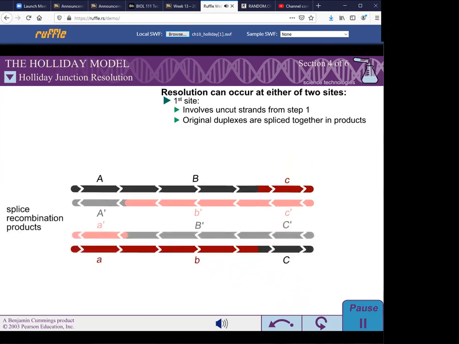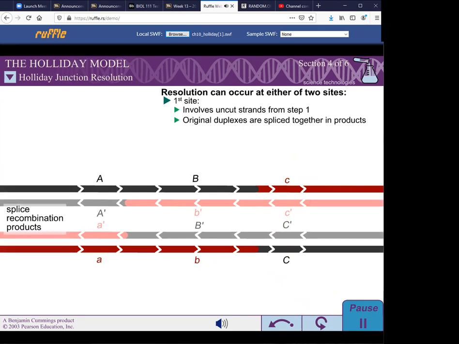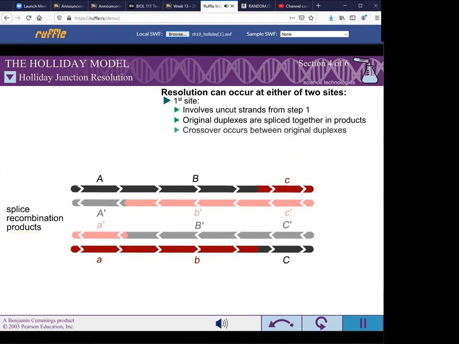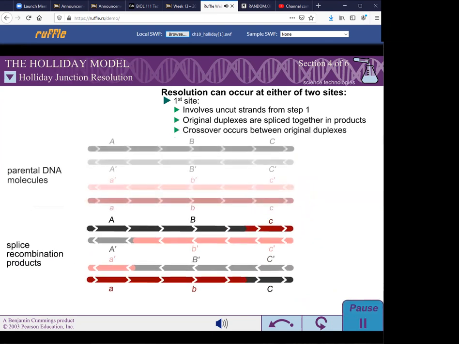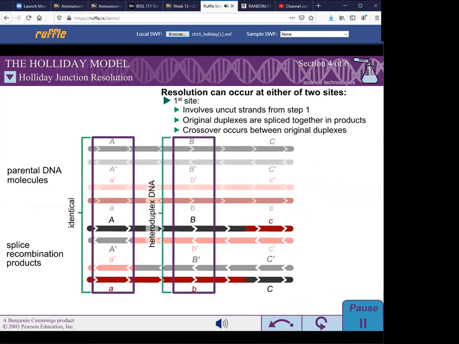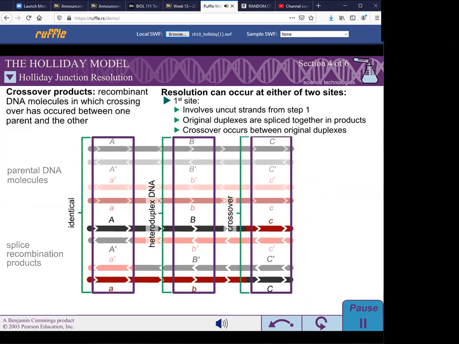This may not be obvious in the short stretches of DNA shown, but should become clearer in the context of longer DNA duplexes. The resulting duplexes now carry one pair of alleles from one parent, a region of heteroduplex DNA, and the pair of alleles from the other parent. Since the C alleles have switched from one duplex to the other, these products are also called crossover products.